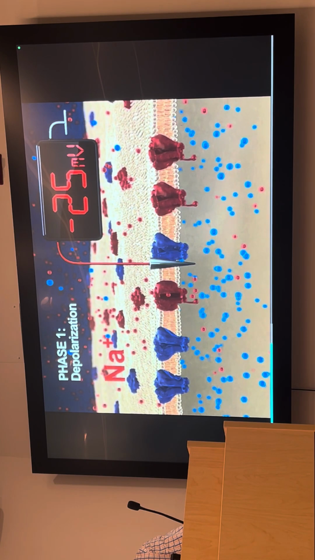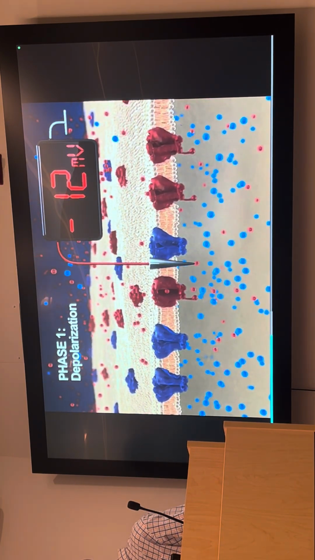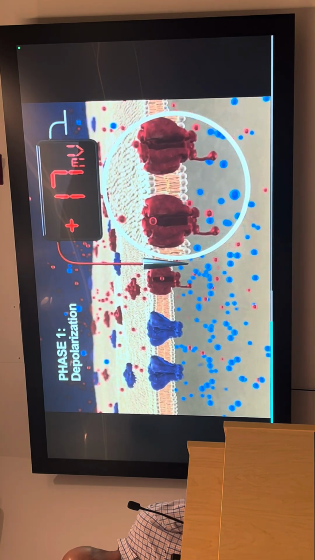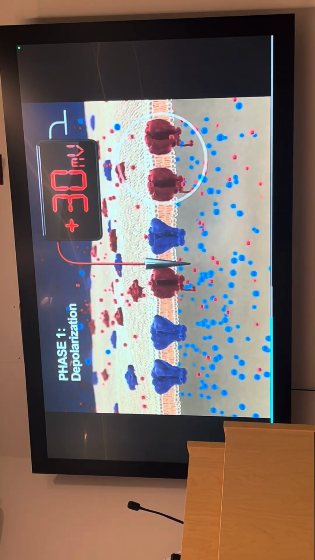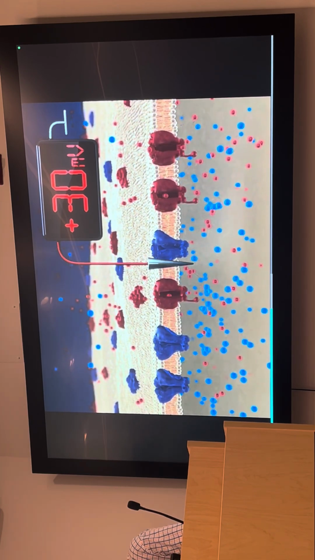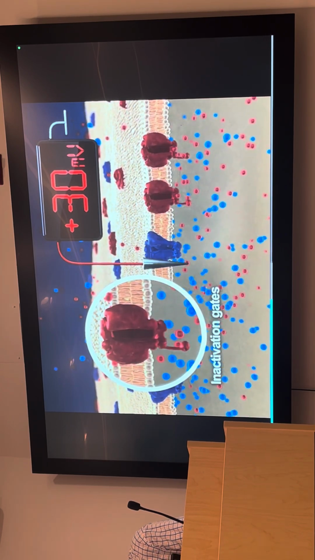As sodium ions diffuse into the axon, the membrane potential becomes less negative. This causes more voltage-gated sodium channels to open, and the membrane potential soars to plus 30 millivolts. At this point, two key events occur. The inactivation gates of voltage-gated sodium channels close.